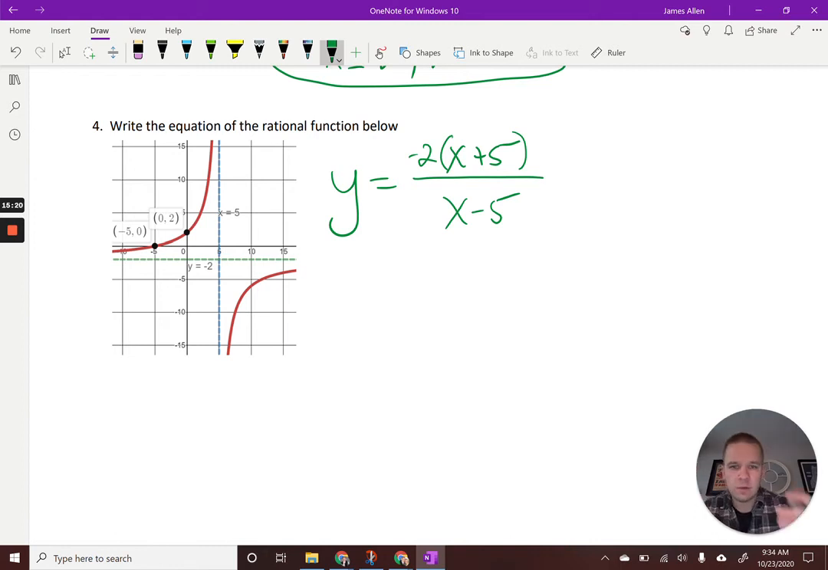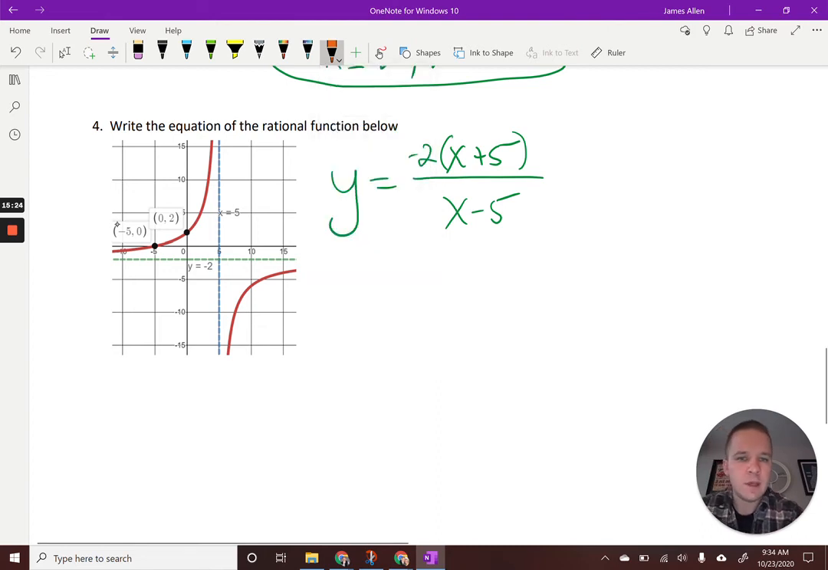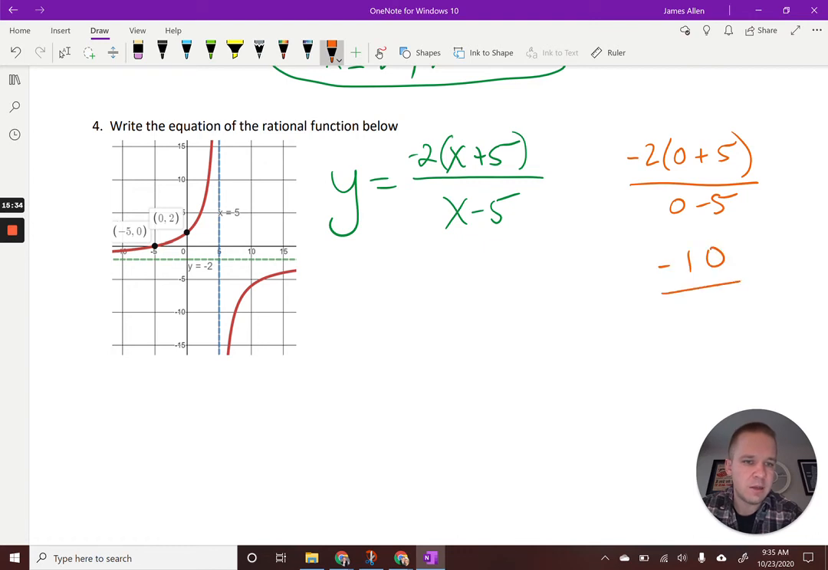what would we get? Well, then I would have this. I'm going to change colors for it. If I plug in 0 for my x's, I get -2 times (0 plus 5) over (0 minus 5). So I'd have 5 times -2 is -10, divided by -5. That gives me +2. That's what I got right there.